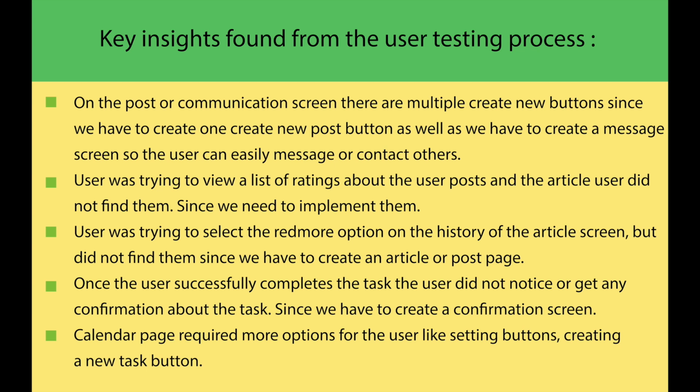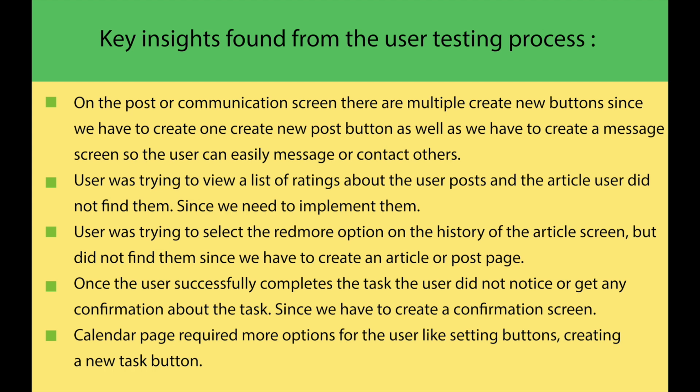create new post button, as well as a message screen so the user can easily message or contact others. The user was trying to view a list of ratings about the user post and the article. The user did not find them since we need to implement them.